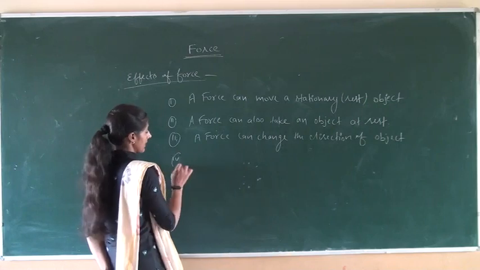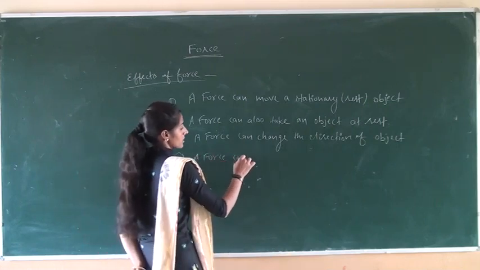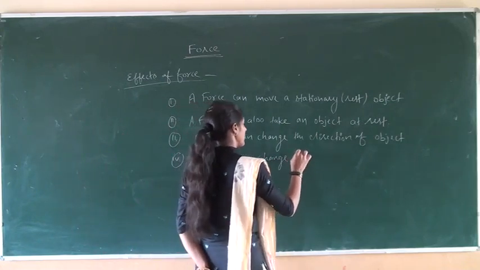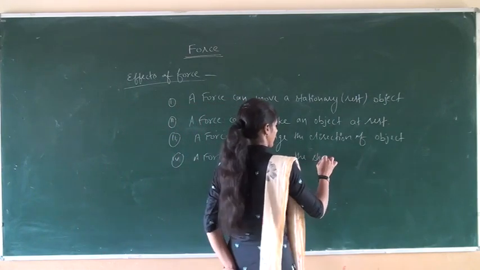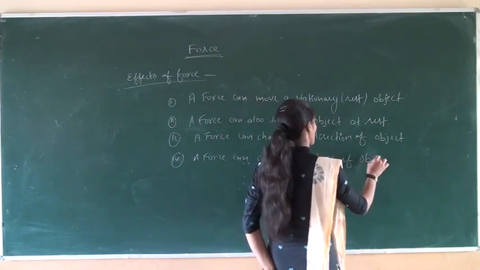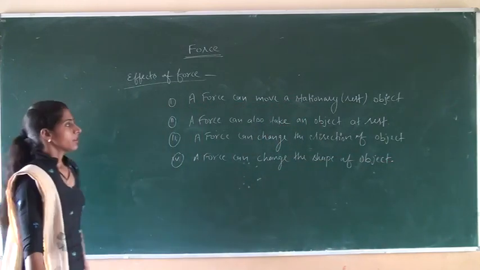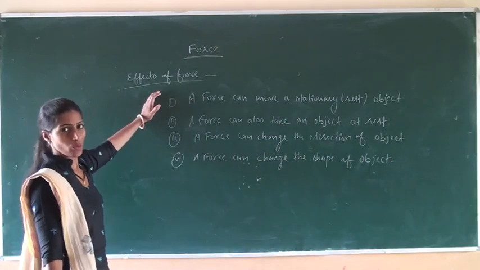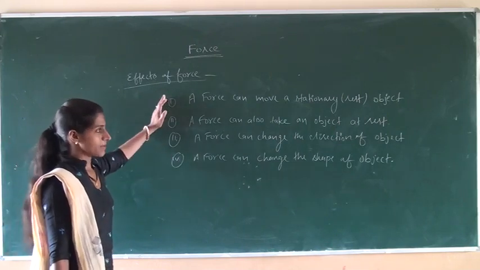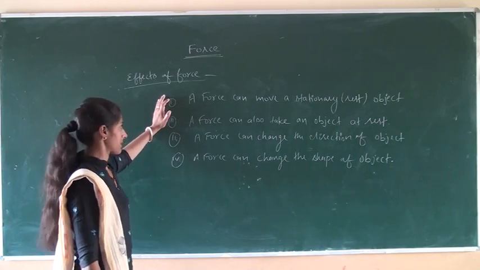And fourth one is a force can change the shape of the object. These are some effects of force which we observe. Now we explain these effects one by one with the help of examples.